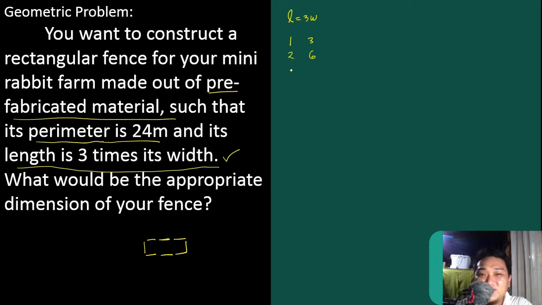We can continue this pattern. Let's say 3 times 3, that will be 9. And we could continue this 1, 2, 3, 4, 5, 6, 7, and so on and so forth. Here we have 3, 6, 9. Mapapansin nyo agad yung pattern 3, 6, 9, 12, 15, 18. That is 6 times 3, 18. And then that is 21, and so on and so forth.